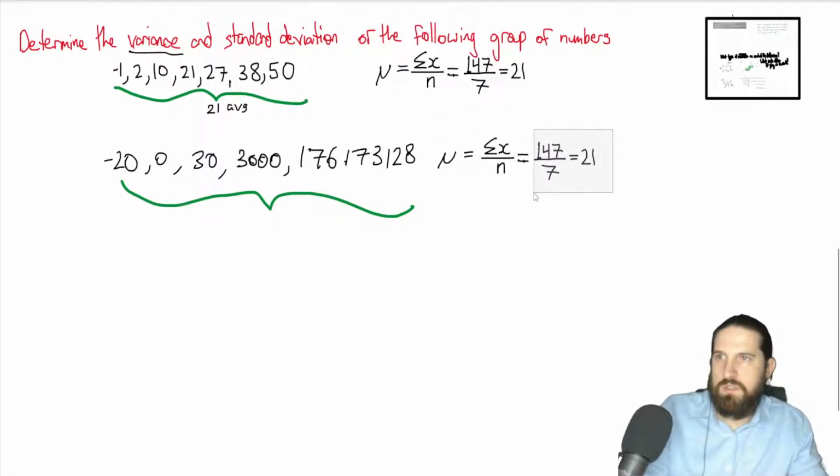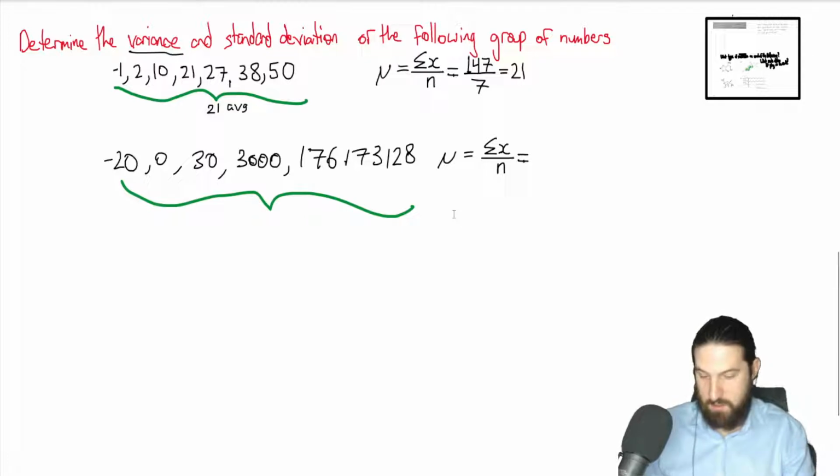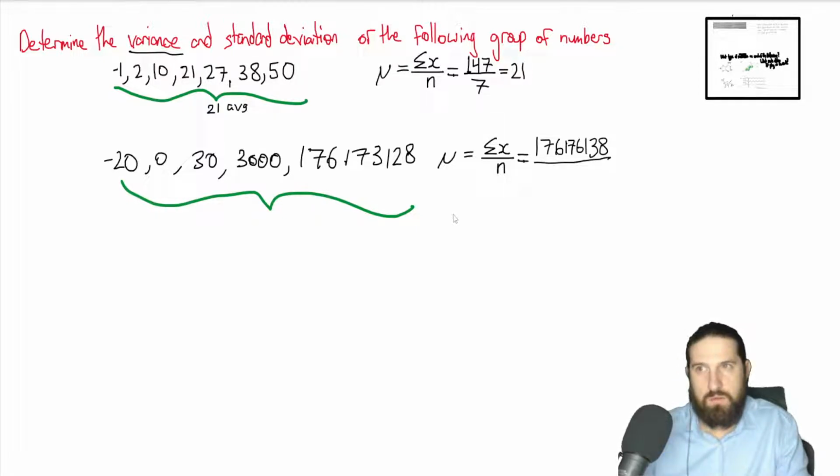So let's do the same thing for these two. And what do we get? So this is negative 20 plus 30 plus 0. That's just 10. Plus 3,000 plus 176173128. Divided by, how many are there? There's 1, 2, 3, 4, 5. Okay. So wait, 176176. Oh, interesting. 138. Okay. Whoa, 138 is half of 76 too. Interesting. Anyway, divided by 5, right?